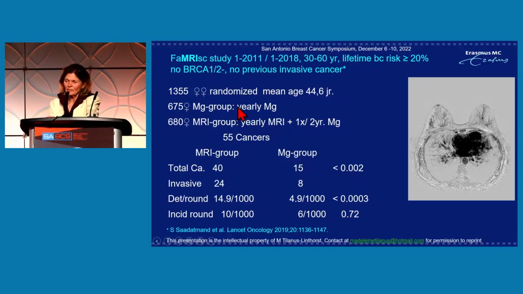Half the women got mammography yearly, the other half got yearly MRI and mammography every other year. Mean age was 45 years. There were clearly more cancers detected with the MRI group than in the mammography group. 3 times more invasive cancers with MRI. However, after the first prevalent round in the incident rounds, the detection decreased and was not significantly different anymore.